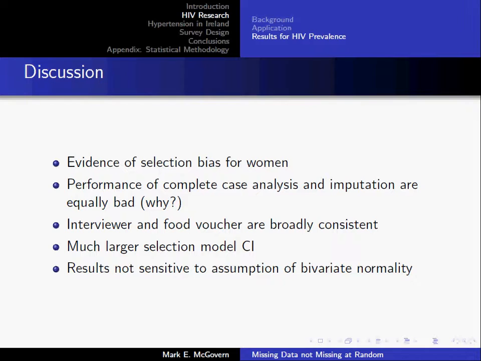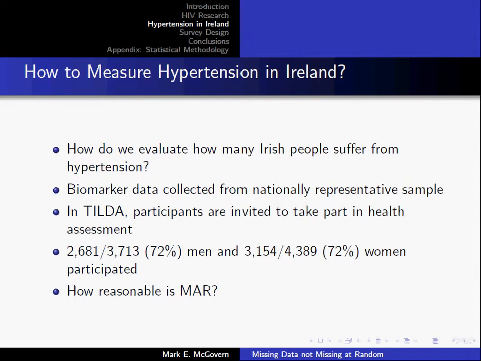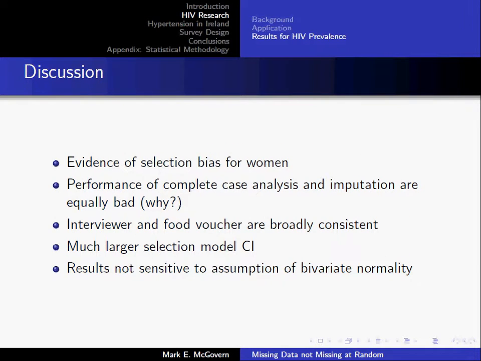And not shown here, but results aren't sensitive to the assumption of a bivariate normal model. How would you test them? So we have a copula selection model where we can impose various different distributions, and when we do that, we find the results are basically consistent. Very little change. Now, this is not a straightforward issue. We're still imposing some sort of distribution, but for the copulas that we have, we find no difference.